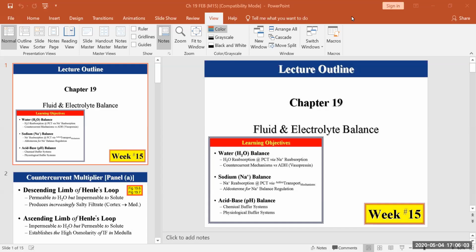Good morning, guys. Chapter 19 is coming your way. So this is part 2 of the urinary system. But this one, we're going to focus much more on the functionality of this organ system.